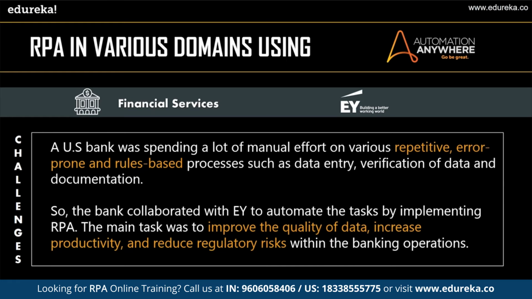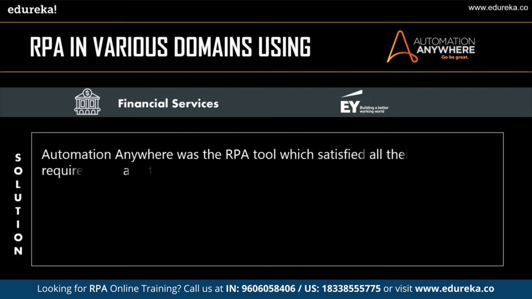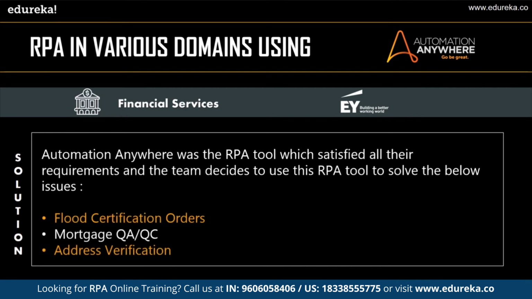So based on these factors, EY started researching the top RPA vendors and then zeroed in on Automation Anywhere. For them, Automation Anywhere was the RPA tool which satisfied all the requirements, and the team decided to use this RPA tool to solve the issues of flood certification orders, mortgage, QA, QC, and address verification. So let's discuss one by one how these problems were solved.